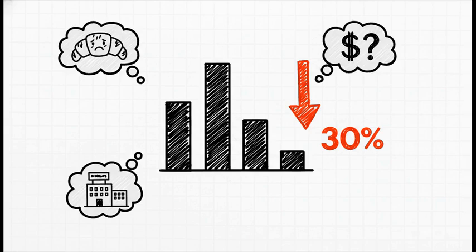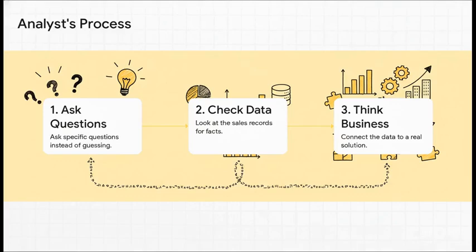Now, what is the first reaction for most of us? We start guessing, right? Oh, maybe the food quality is bad. Or, perhaps the prices are too high. This is just guessing, and this is not analysis. You see, an analyst doesn't guess. An analyst follows a structured process, and it has 3 very simple steps. First, they ask specific, targeted questions. Second, they check the data to find the actual facts. And third, they connect that data to a real business solution.